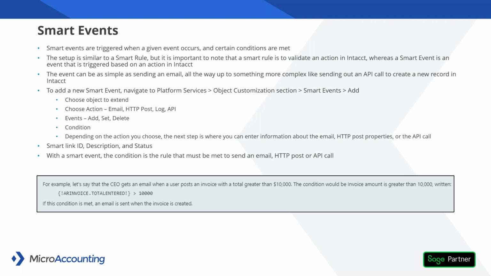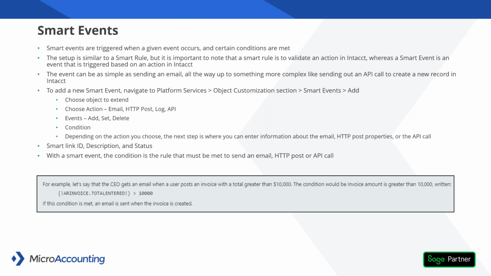All right, so next thing is smart events. Smart events are triggered when a given event occurs and certain conditions are met. So the setup is similar to a smart rule, but it's important to note that a smart rule is to validate an action in Intacct, whereas a smart event is an event that is triggered based on an action in Intacct. And so the event can be as simple as sending an email all the way up to something more complex, like sending out an API call to create a new record in Intacct.